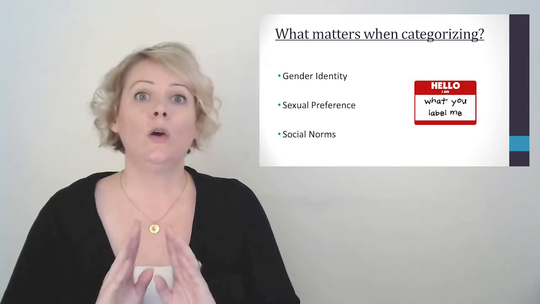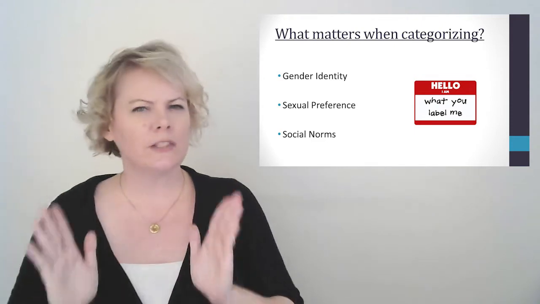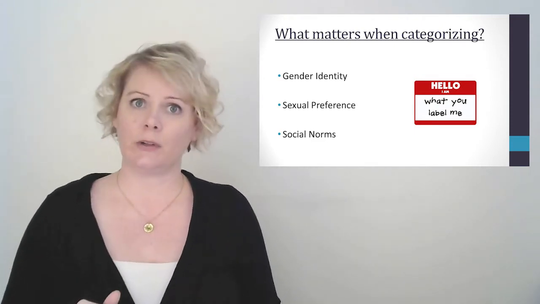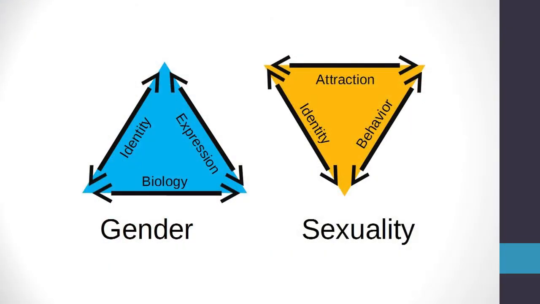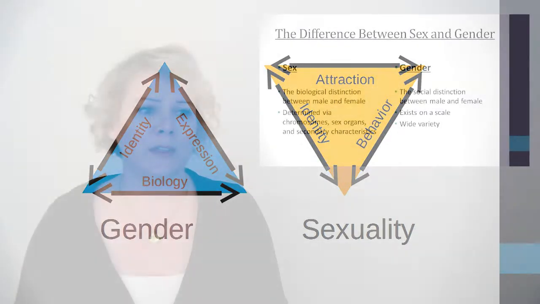Before we get too far underway, let's talk about the difference between sex and gender. This little graph here can be quite helpful as a way of thinking about it. Gender we often think about as certainly biological in terms of chromosomes and organs and that sort of thing, but it also has a lot to do with your gender expression. Sexuality, similarly, sometimes we think about as biological, but again, it also has to do with your behavior, it has to do with who you're attracted to. So we think of gender and sexuality as two different things.